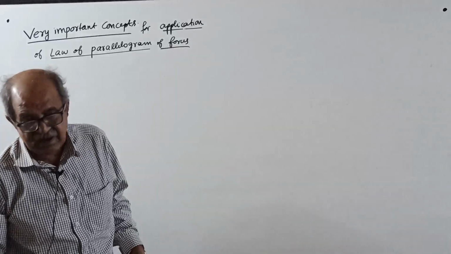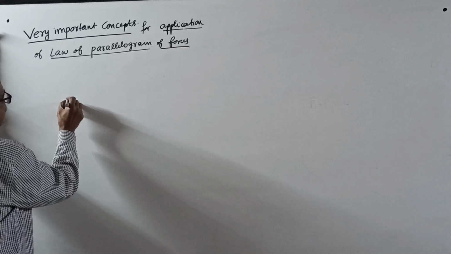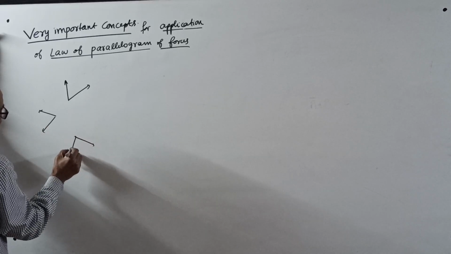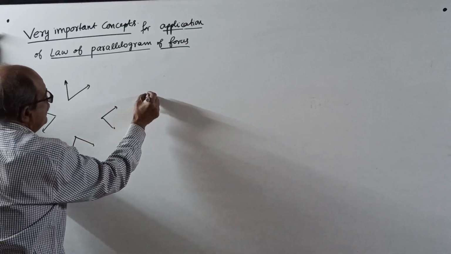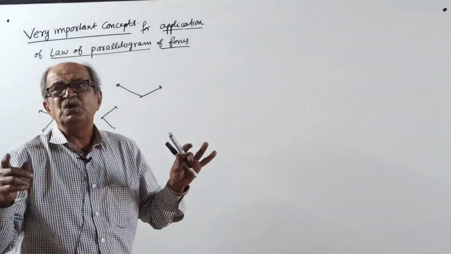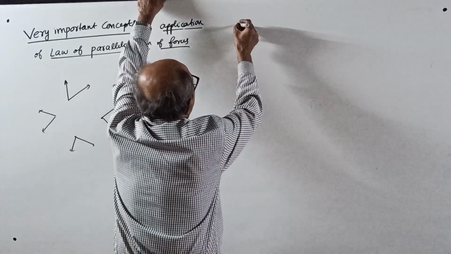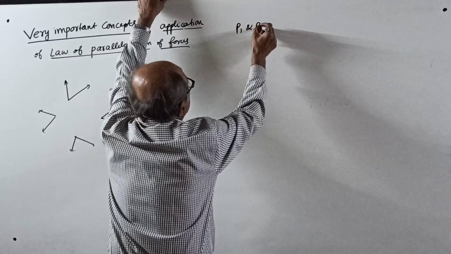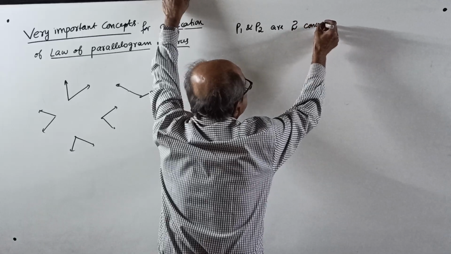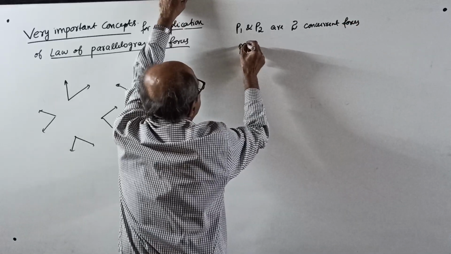First one. Remember, there are two forces here. Whether the forces are this way or that way, or at any larger angle, these all do not matter. We want two forces passing through a point. The angle is theta. I write here: P1 and P2 are two concurrent forces passing through a point.